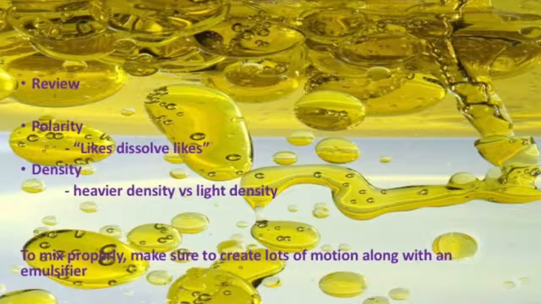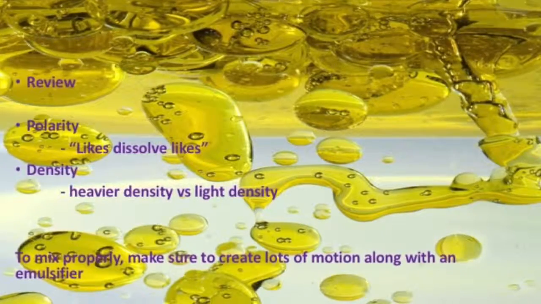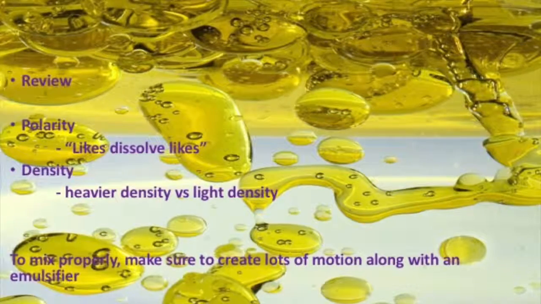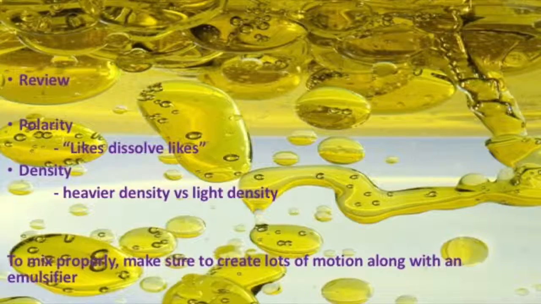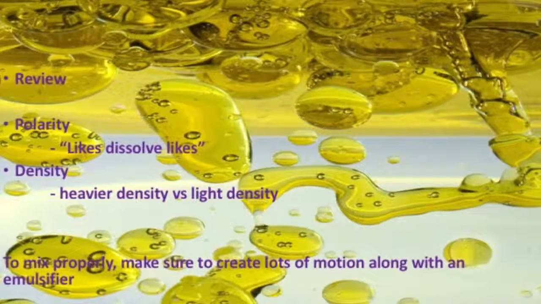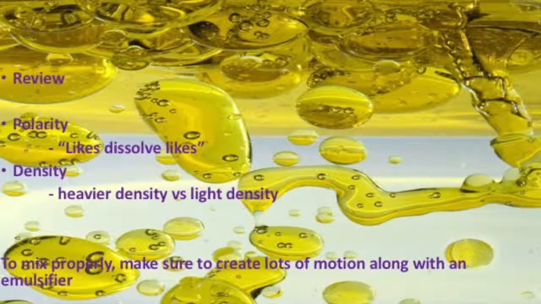Density is the measurement of mass per amount of volume. Water has a higher density than oil per cubic centimeter since we saw that oil does float on top of water. To get these two to mix, you will have to add motion to the system through shaking or stirring, along with adding an emulsifier that carries both polar and nonpolar properties.